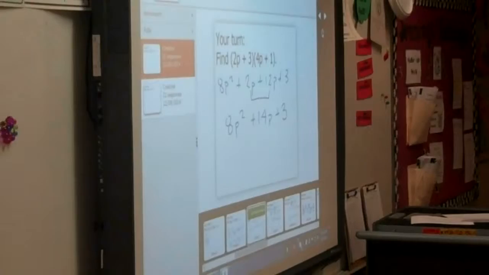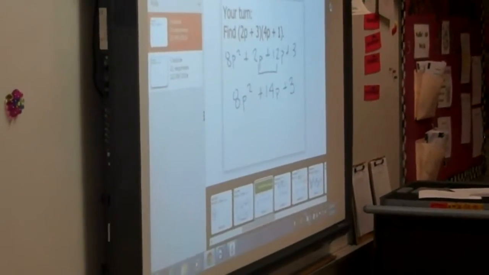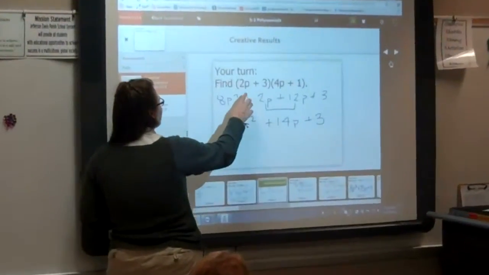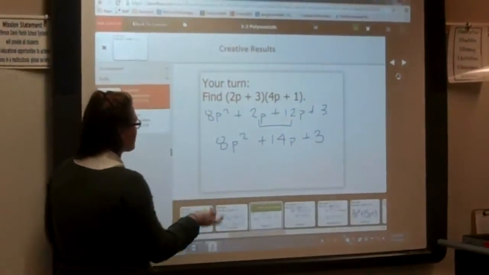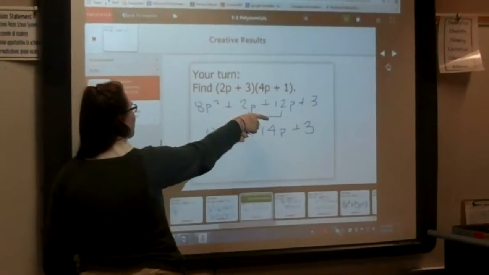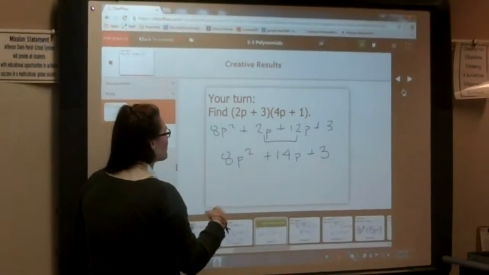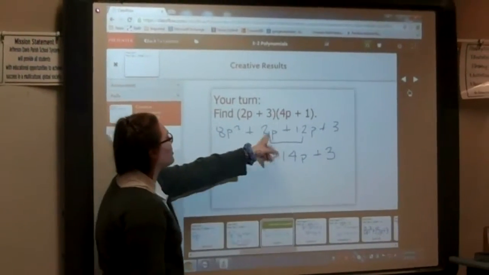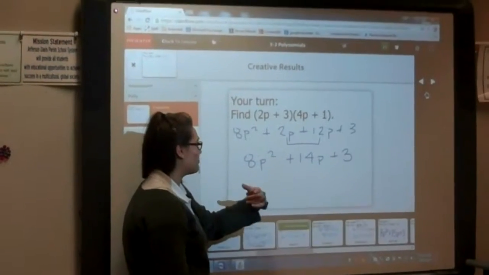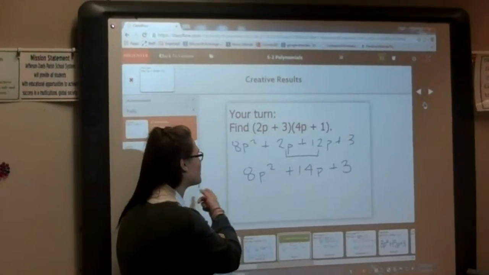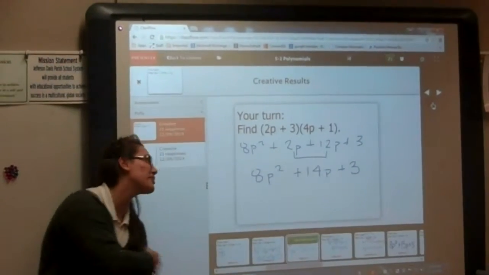So who got 8p squared plus 14p plus 3? All right. Mallory, would you mind going up and explaining? When you multiply 2p times 4p, you're going to get 8p squared because you have to add your exponents. And then 2p times 1 is 2p. Then you go to your 3 times 4p is 12p. And then 3 times 1 is 3. Then you combine your like terms, and you get 8p squared plus 14p plus 3.